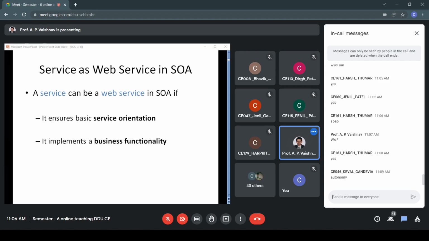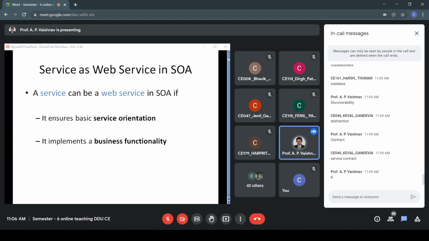Yes, correct. Autonomy, then composability, very good. Statelessness, reusability, discoverability, right? Abstraction, correct. And contract. I think we have covered up to 7, right? Yes, correct, Keval, right? So there are a total of 8 principles.